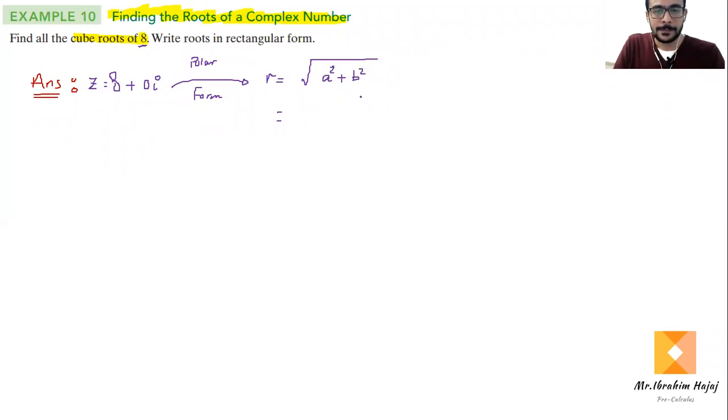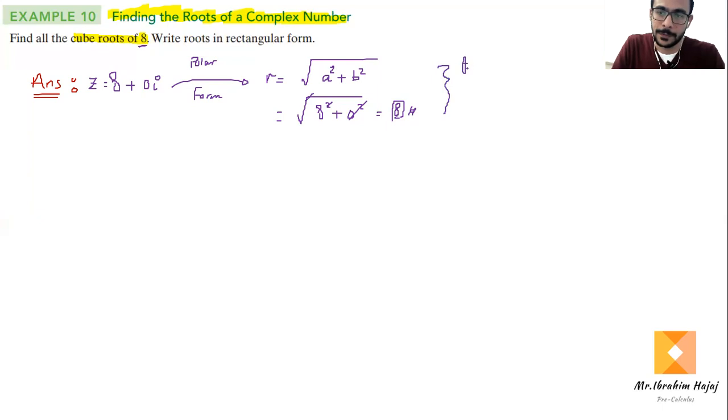Yes, the square root of 8 squared plus 0 squared, plus 0 squared, equals 8, because the squaring is going to cancel the 0. Yes, it's 8. Okay, the angle?